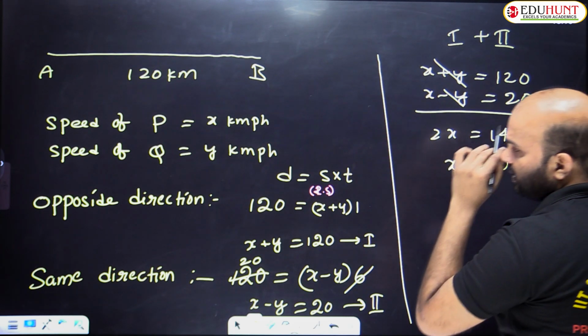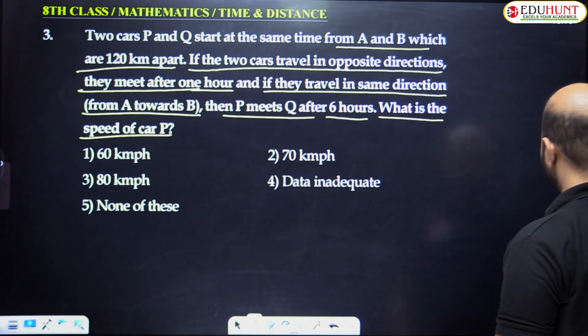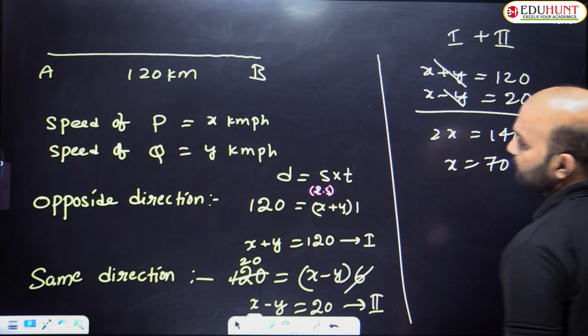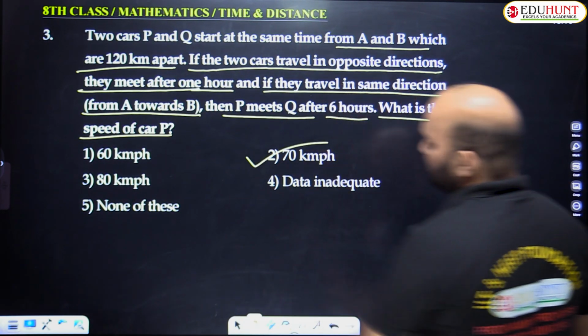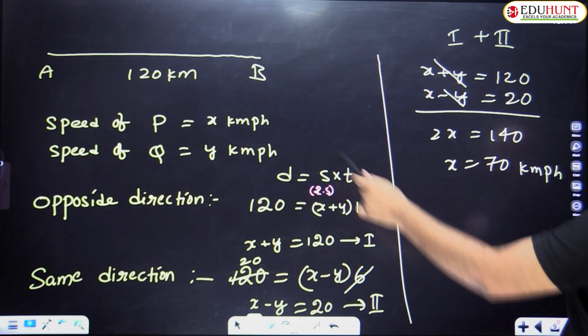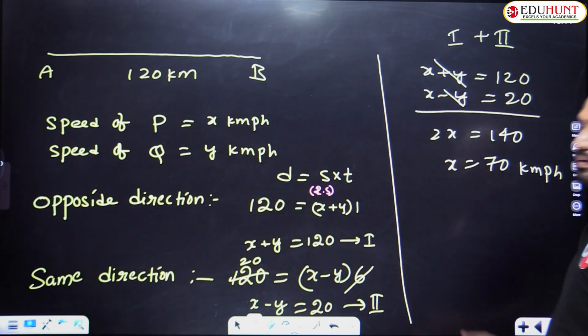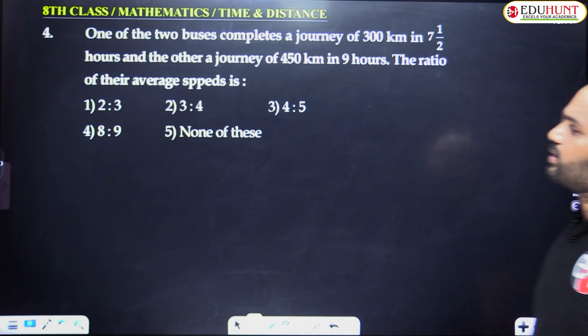So that is the speed of P. The question I am asked is the speed of P, so the answer is 70. Option 2 is the right answer. Am I clear? The unit is kilometers per hour, because the distance is given in kilometers, so the speed is in kilometers per hour. Am I clear? Let us go to question number 4.